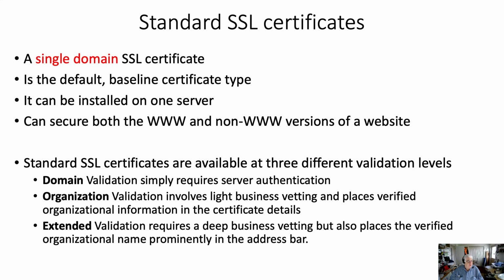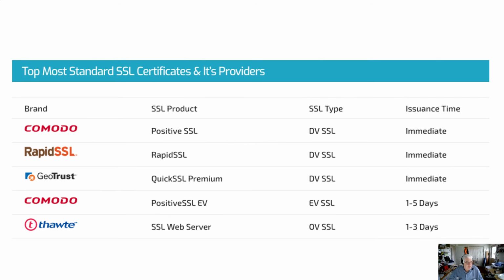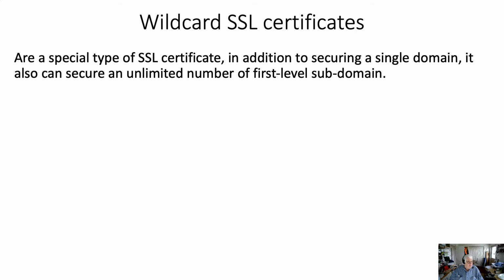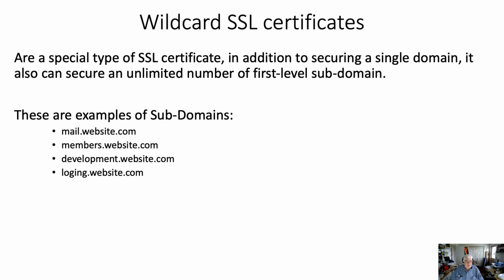A standard SSL cert is available at 3 different validation levels. Domain validation simply requires the server authentication. Organization validation involves a light business vetting and places the verified organization information on the certificate details. And extended validation requires a deep business vetting and also places the verified organization name prominently on the address bar. And here are some of the most popular providers. And look at how, as you go up in the type of certification, it takes longer.